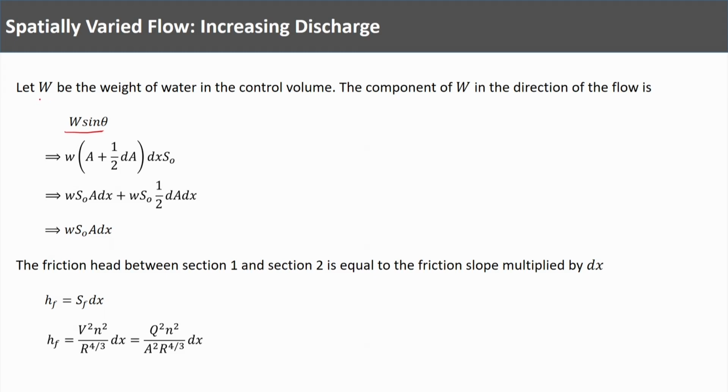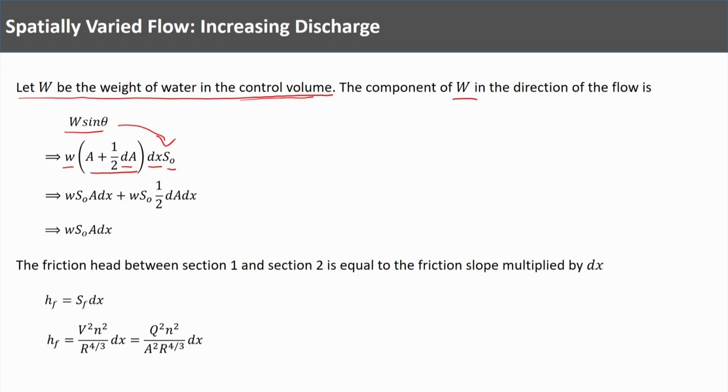Now let us calculate the component W sin theta. So here W is the weight of water in the control volume. So this is the total weight of water, which is nothing but volume into your small w. So the component of W in the direction of flow, as I said already, is W sin theta, which can be written as small w within bracket, this is area, so this is the average area. The average area is A plus half of dA, into dx, where dx is the length of the control volume, into S naught. When theta is small, sin theta can be written as S naught.